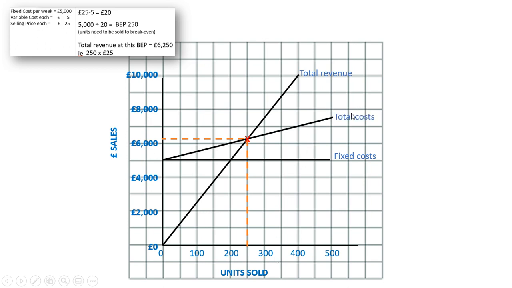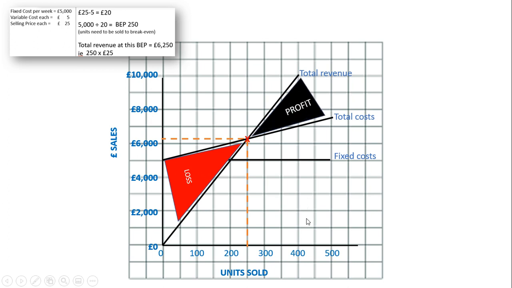Next line is your total costs line, and that goes from your fixed costs. Obviously, then you're adding on your variable costs. The variable costs go up, obviously, with how many things that you make. So you're going to have to buy more material if you're making more clothes, aren't you? So your variable costs go up. So that line just basically goes through the cross as well. So this area here is a loss. This area here is your profit.